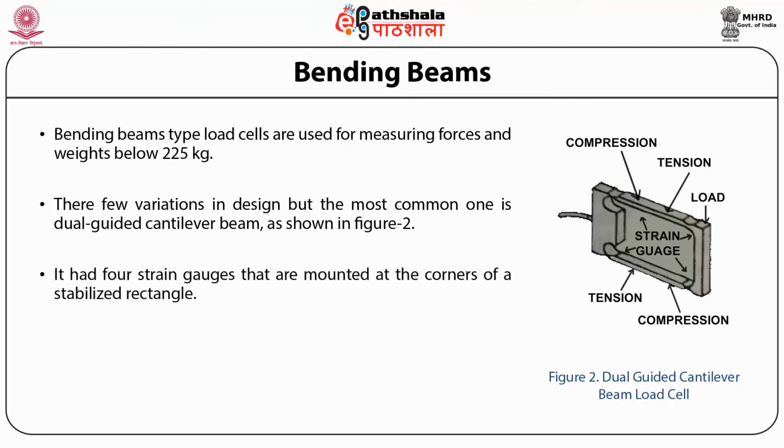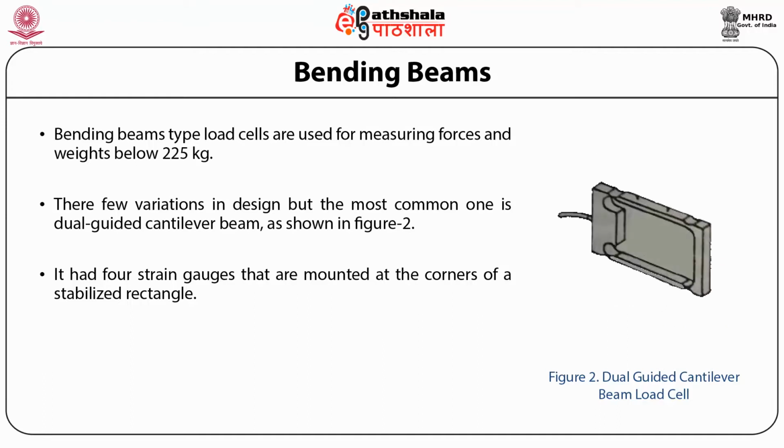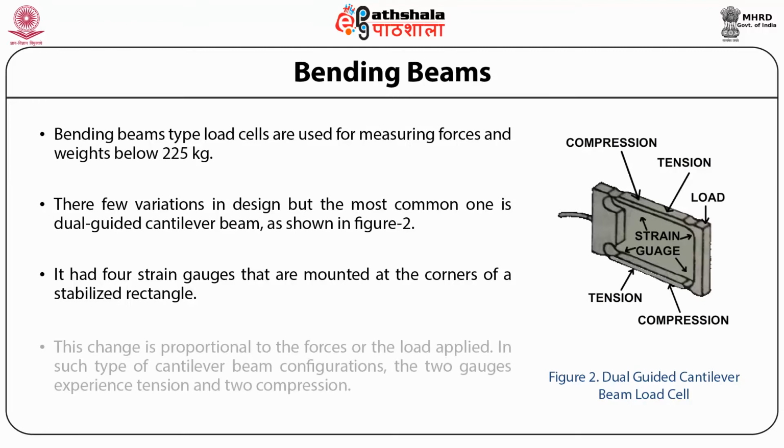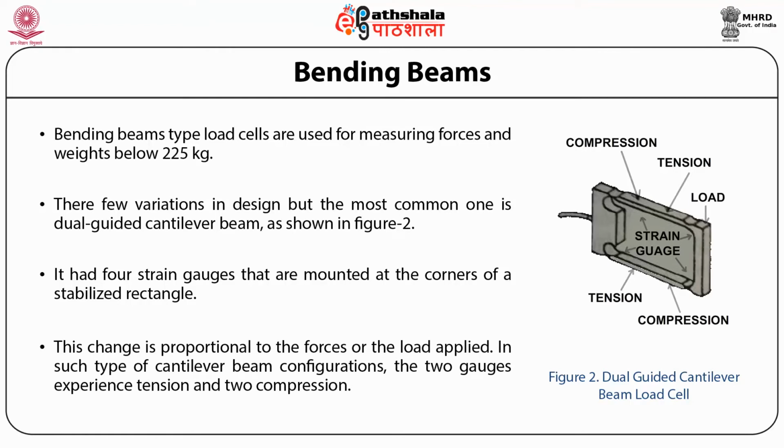It has 4 strain gauges that are mounted at the corner of a stabilized triangle. When load is applied to the free end of this dual guided cantilever beam, the strain gauge bonded to the element undergo resistive change. This change is proportional to the forces or the load applied. In such type of cantilever beam configurations, the two gauges experience tension and two compression.